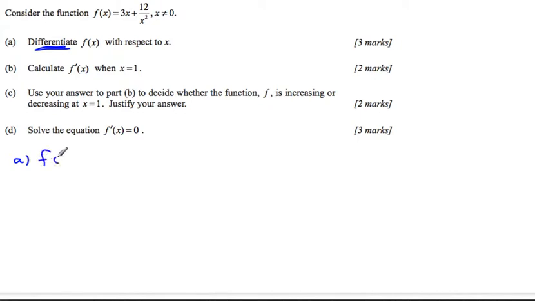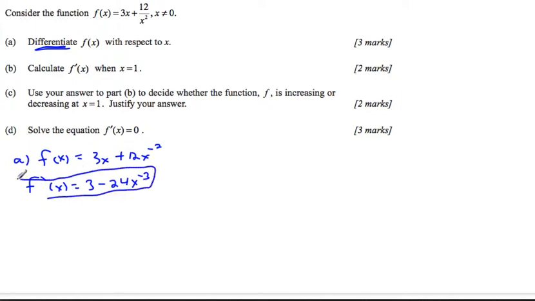One of the things I would first have a look at is bringing this power up so that we can use the power rule. X to the 2 on the bottom doesn't allow us to use the power rule too much, so we use our indices. That's the same as x to the negative 2. Now we can simply take the derivative, and that's 3. Power comes down, multiplies the coefficient, minus 24, x power reduces by 1. Alright, so the derivative is 3 minus 24 x to the negative 3.